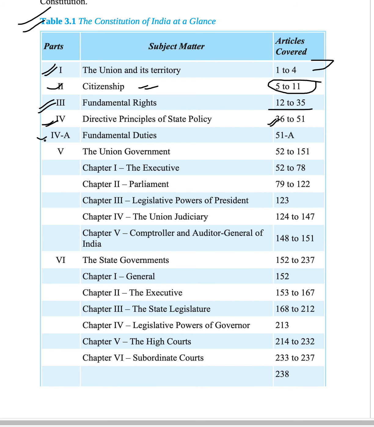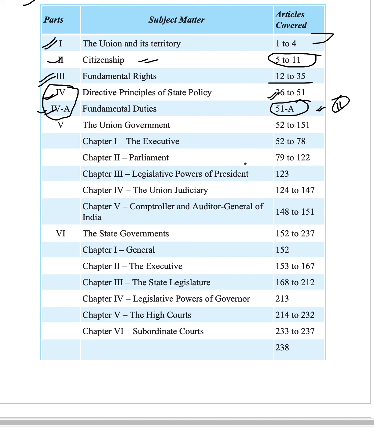Then part 4A, fundamental duties. There is a lot of confusion between part 4 and part 4A, so don't be confused. The fundamental duties are contained in 51A. There are 11 of them. Then part 5 is union government, and in this particular union government it is from 52 to 151.